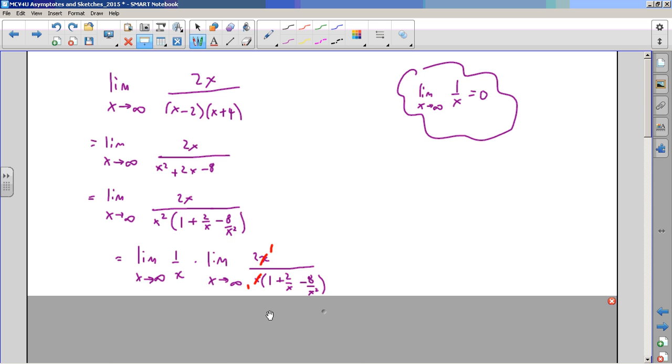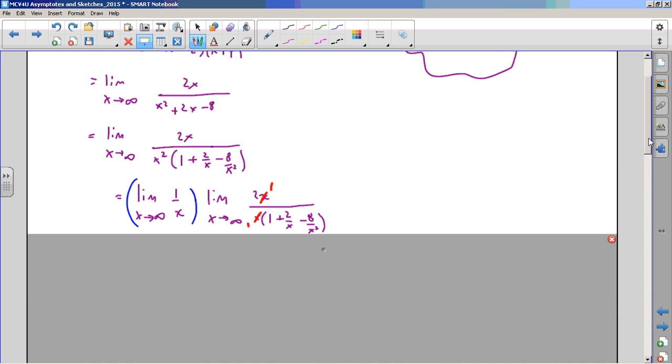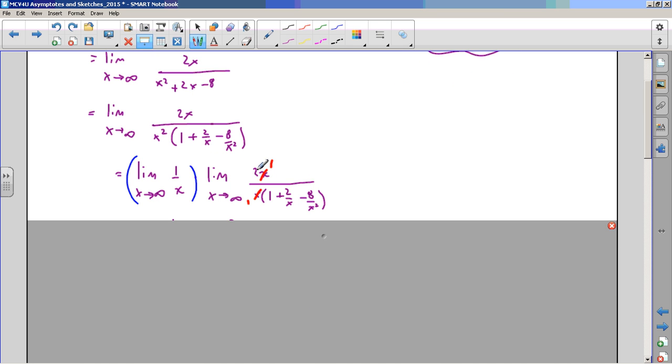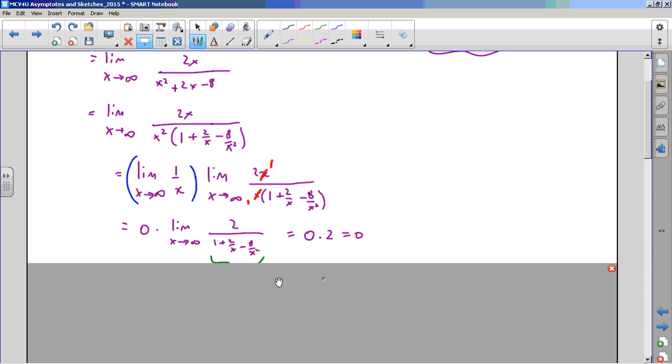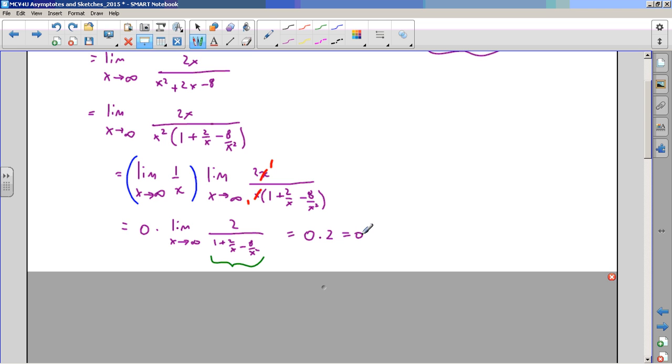I can cancel an x out of the top and bottom. I'm left with this 1 over x. You see how I've canceled one of the x's. There's an x left over, and I've kind of split that off. Now, why did I split that off? That's because this value is 0. And as long as this isn't infinity, then I know the whole limit is going to be 0. And this thing over here, by the way I've written it, is not infinity. In fact, this thing in brackets is 2 times 1 over 1 plus 0 plus 0. So this is 0 times 2, which is 0, which is exactly the limit that we expected.